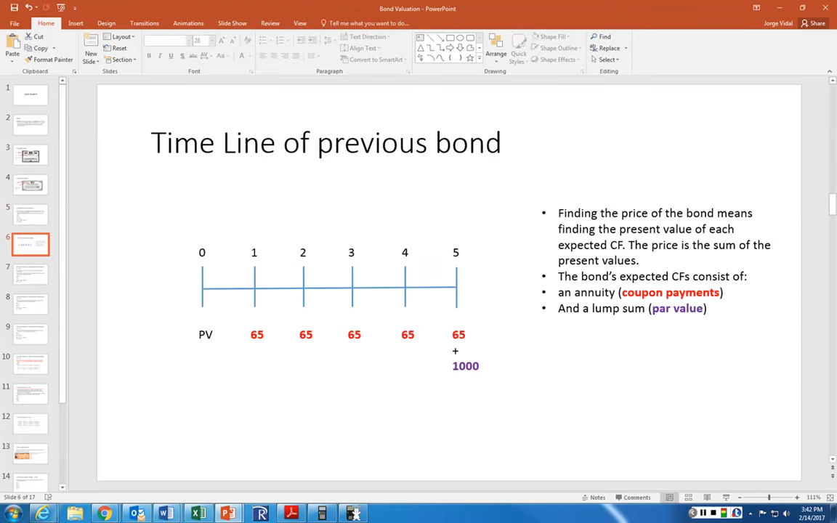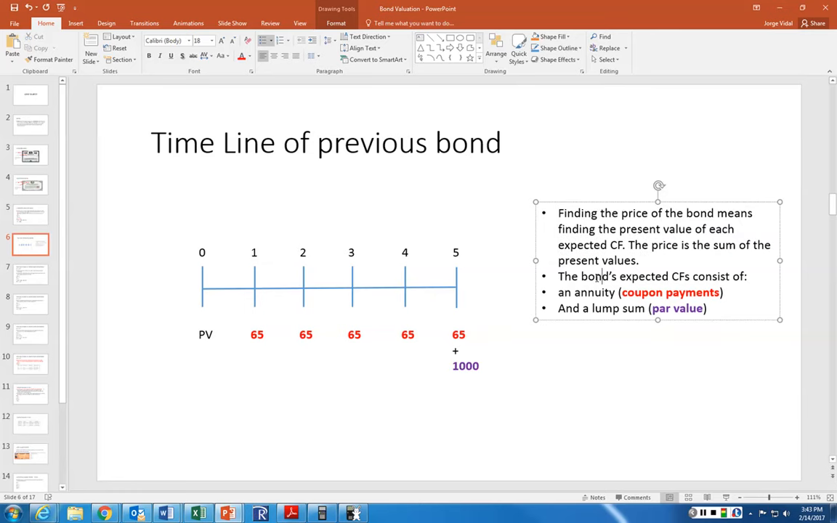So visually, what is happening here? This is the timeline of the bond. It's 5 years until maturity, okay? And the bond makes payments of 65 once per year, which are the coupon payments, and then we have the par value 1000, which is paid at the very end of the bond. So the value, the price of a bond, in fact the value of anything, is equal to the present value of the expected cash flows. Once you have all the present values, you find the sum of all of them and it'll give you the value of an asset. In this case is the bond.